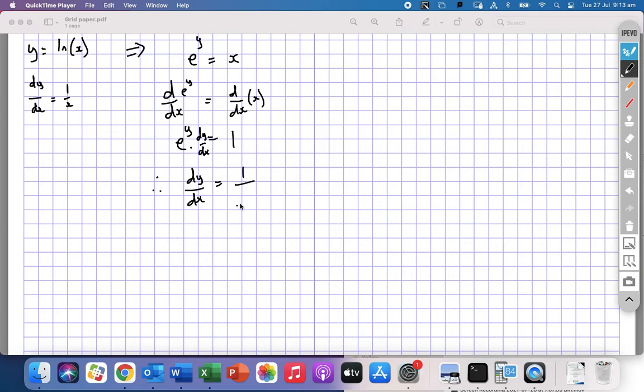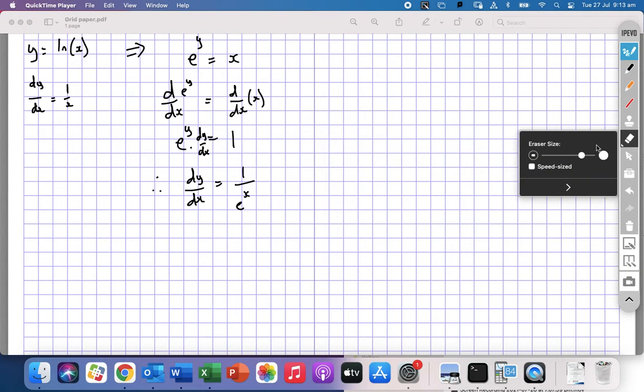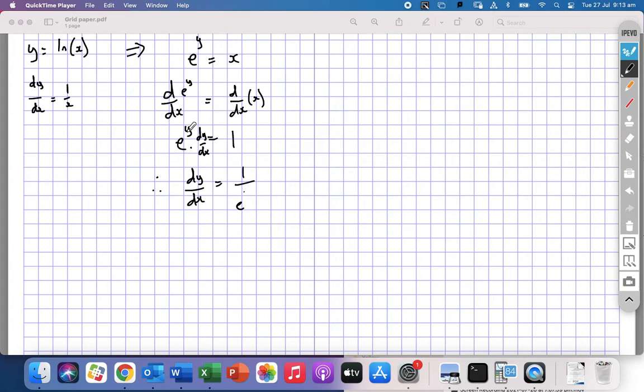you say, okay, it's 1 on e to the x, but I've already defined e to the x as being e to the y. So I'm just dividing both sides by e to the y here, rearranging. But then I've already defined e to the y as being x, so I'm going to sub that back in. So therefore, right, that's how we would do a derivative like that.